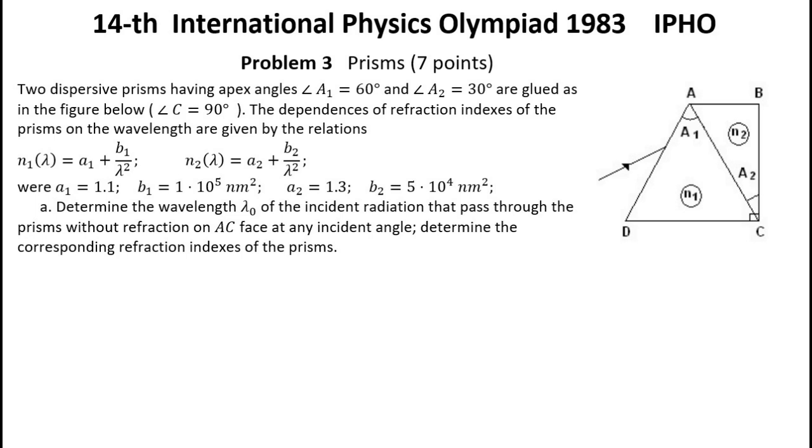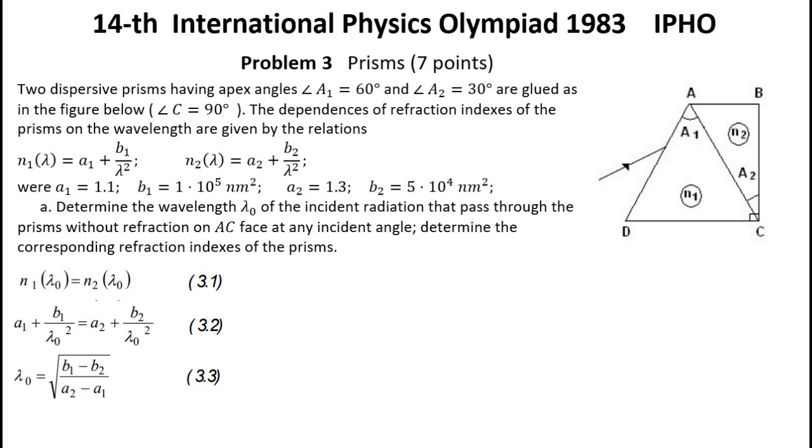Solution. The ray with the wavelength lambda 0 passed through the prism system without refraction on AC face at any angle of incidence if n1 of lambda 0 equals n2 of lambda 0. Relation 3.1. From here we have relation 3.2. The wavelength lambda 0 has correspondingly the form 3.3. Substituting the given numerical values, lambda 0 is 500 nanometers. The corresponding common value of the indexes of refraction of the prisms for the radiation with the wavelength lambda 0 is 1.5. The relations 3.4 and 3.5 represent the answers to question A.